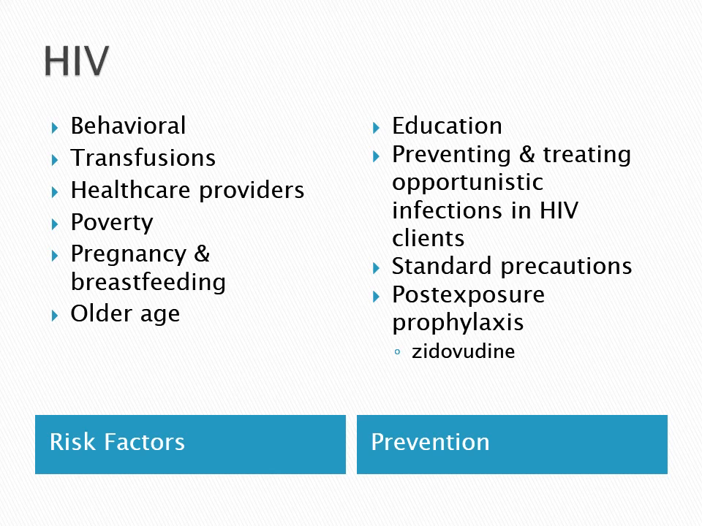Preventing and treating opportunistic infections in HIV clients to try to prevent the progression and to slow down the progression to AIDS. Using standard precautions in healthcare. So you treat every patient as if they were exposed, have contracted some type of infection, whether it be HIV or pretty much anything. So you just treat every patient the same, use standard precautions.